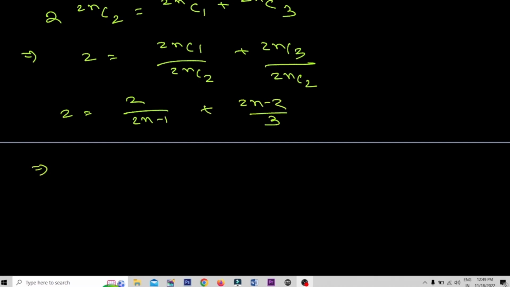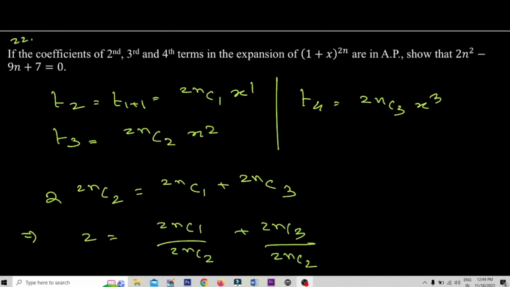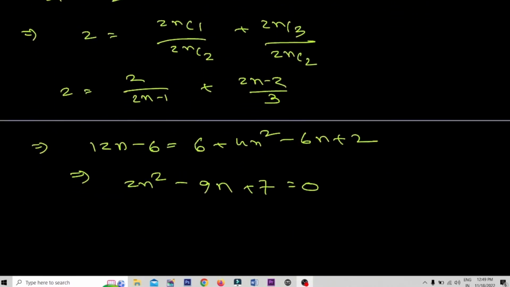Cross multiply. If we cross multiply, we are getting what? 12n minus 6 equal to 6 plus 4n square minus 6n plus 2. Therefore, take everything to one side. So we are getting 2n square minus 9n plus 7 equal to 0. Yes, this is the condition. Proved.